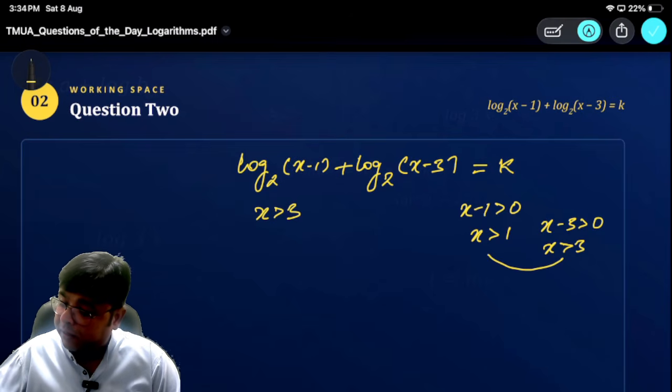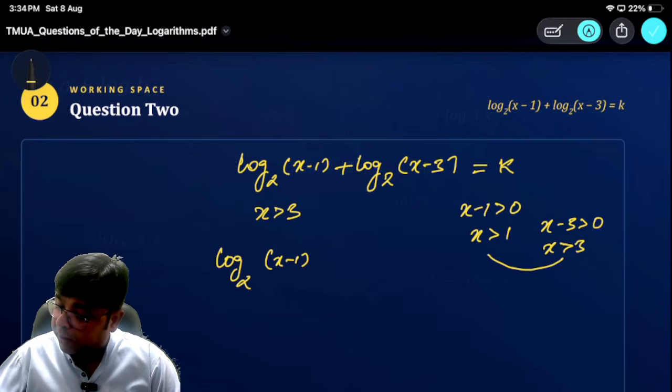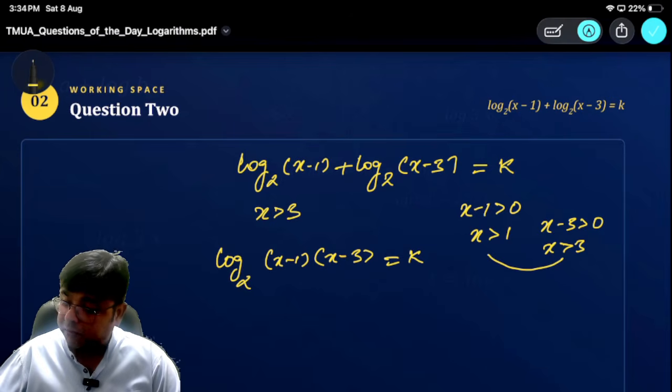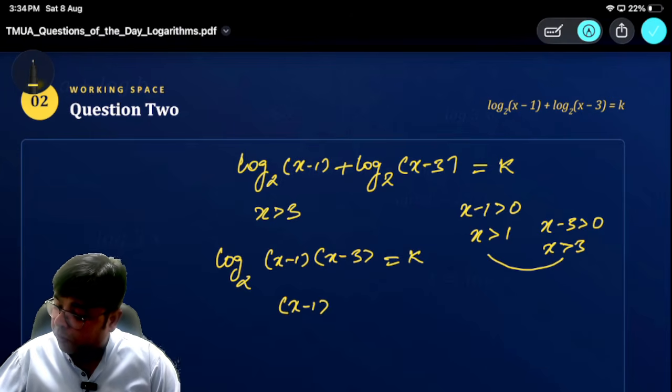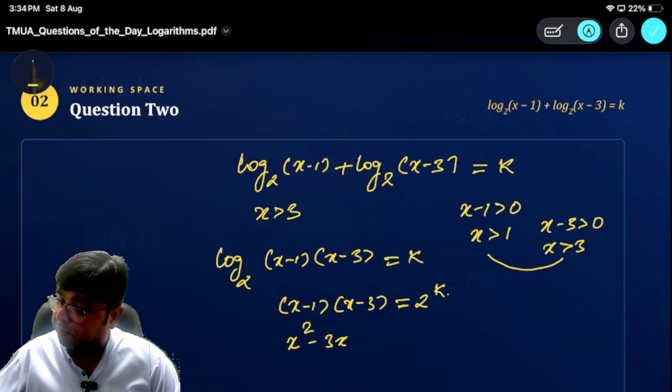Now let me apply a property of log and I can write it as x minus 1 into x minus 3 equals 2 to the power k. This in return gives me another quadratic: x square minus 3x minus 3x plus 3 minus 2 to the power k equals 0.